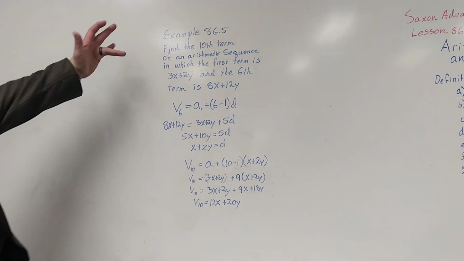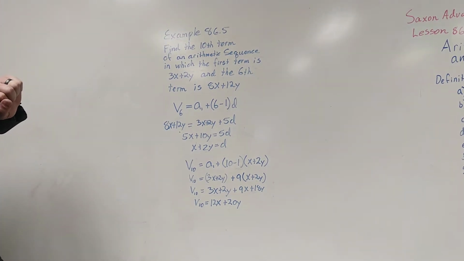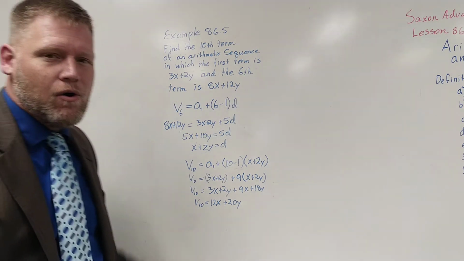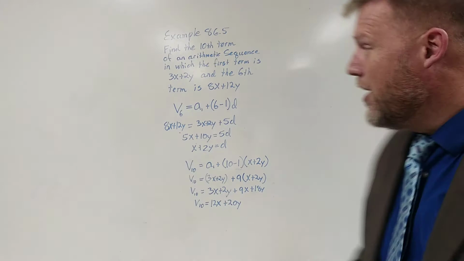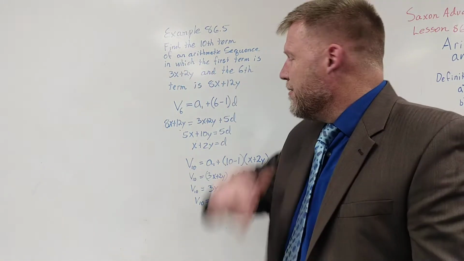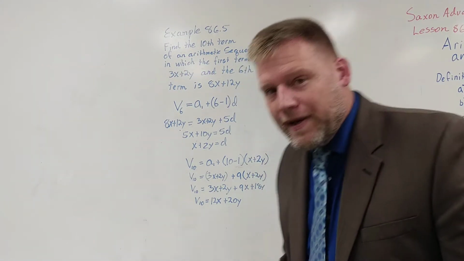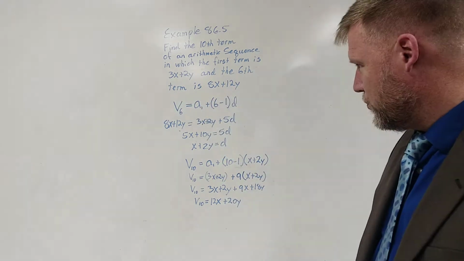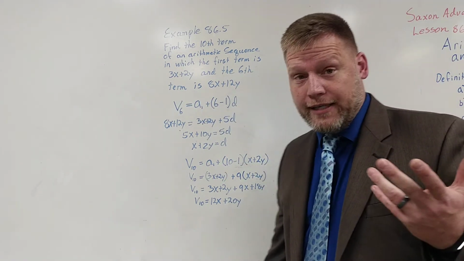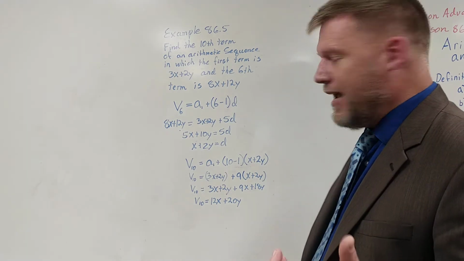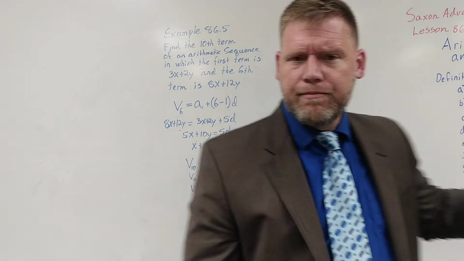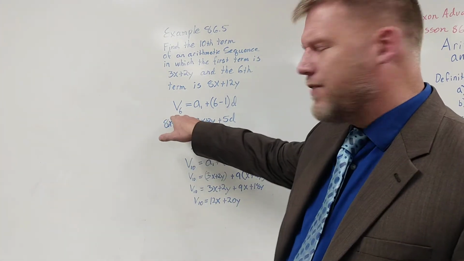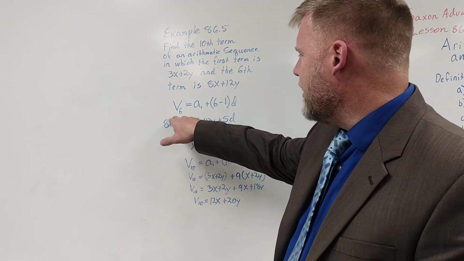This one says find the 10th term of an arithmetic sequence in which the first term is 3x plus 2y. Oh my goodness, what are they doing to us now? They're putting algebra in a term, in a sequence, okay? And the sixth term is 8x plus 12y. Now, this is where it gets to be a little exciting because I have to use what I just came up with over there, and that is I want the value of the sixth term, right? What is that value of the sixth term?